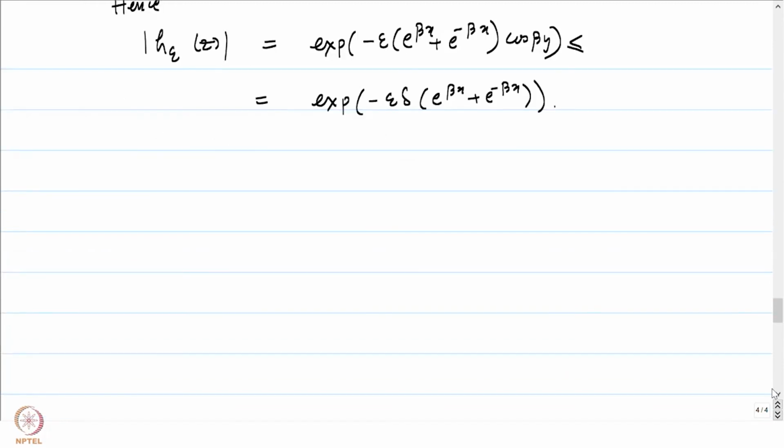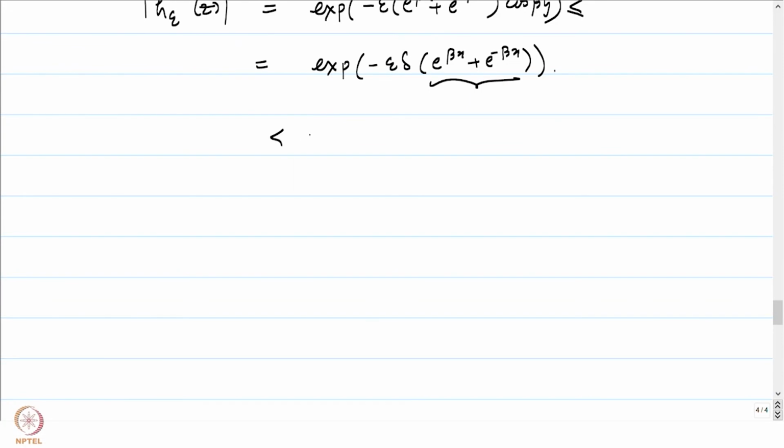Now, the exponential of beta times x, beta and x both are real numbers. The exponential of minus beta x, again both are real numbers. This is always going to be greater than or equal to 0. In fact, it will be greater than 0. Therefore, minus epsilon into delta into whatever is written inside the bracket, that's going to be a negative number, and therefore this is going to be less than 1. And hence this function is less than 1. And that is precisely what we were trying to conclude.